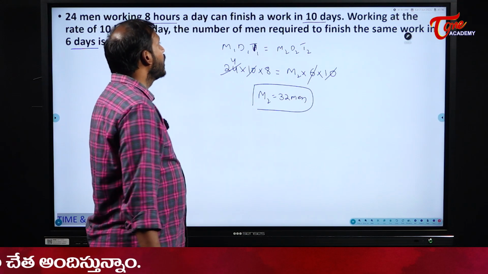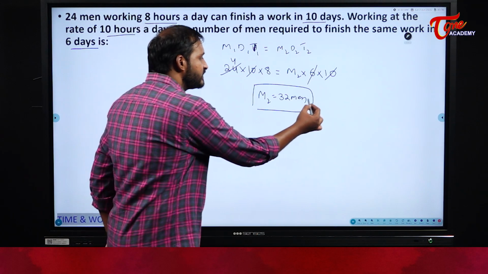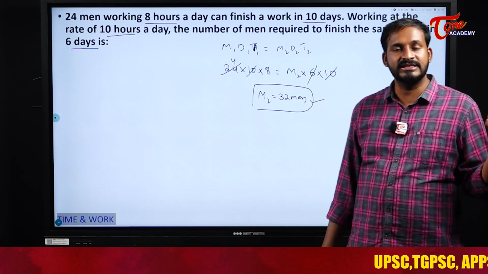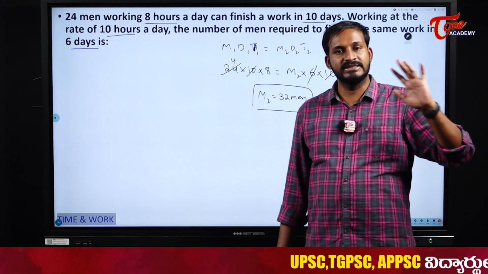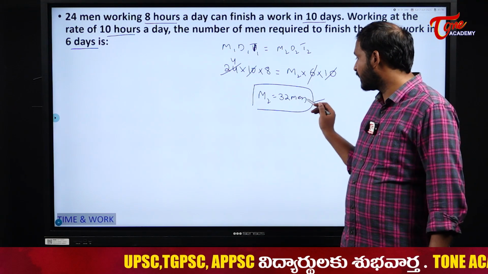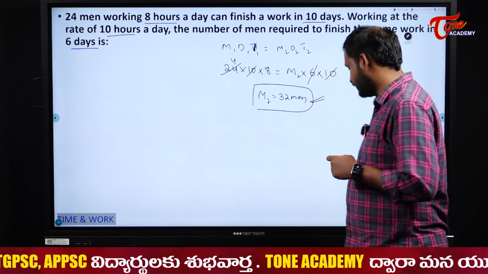What is the question, students, here? Please read. The number of men required to finish the same work. So how many men are required for us here? 32 men are required. In previous case, they asked us how many additional men. Here they are just asking how many people are required to finish the job. So 32 men are required here. Okay, right. Next one.